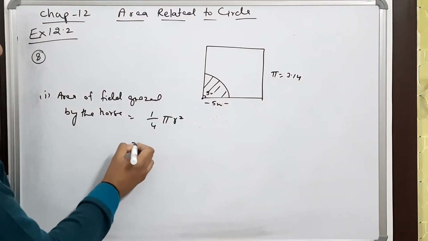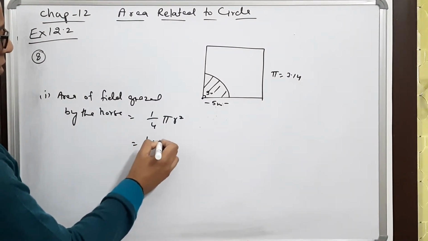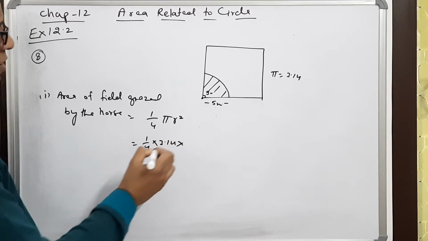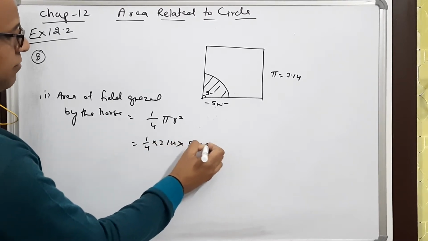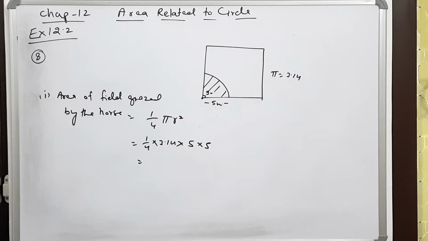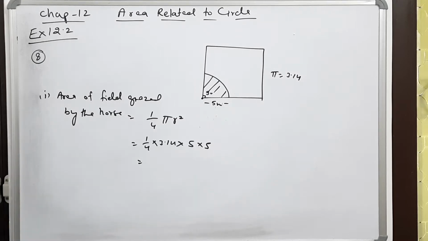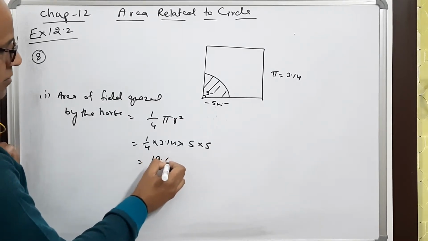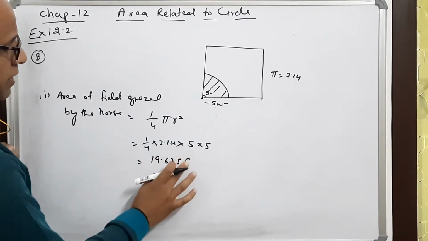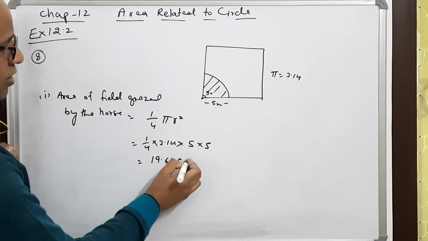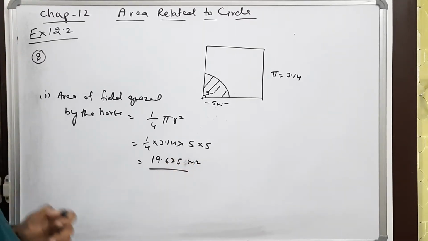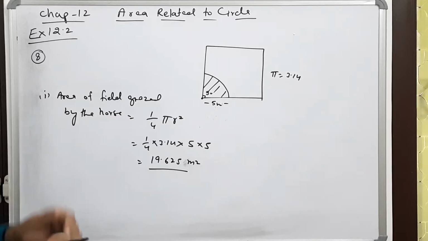So dear students, now it is 1 upon 4, 3.14 and it is 5 into 5. That is the first part. And if you simplify this, it will be 19.625 meter square. It is not required to explain how to get this. You can divide and you can multiply. So that is the first part.